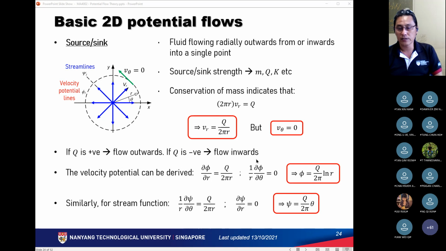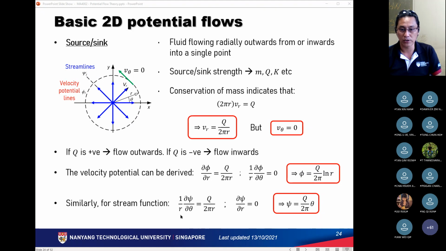Again, do your partial integrations, simplify by observation, and you will arrive at the velocity potential function for a source. It's nothing but phi equals q divided by 2 pi natural log of r, or ln r. We can do the same thing for the stream function. Of course, the functions here will be slightly different.